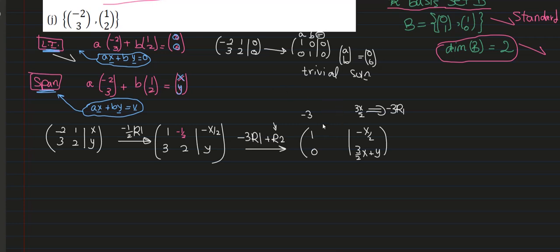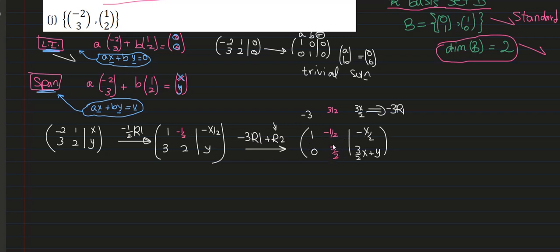Row 1 times negative 3. So this will be 3 over 2. Adding this 3 over 2 to row 2, 3 over 2 plus 2. So this will be 4 over 2. So you will have here 7 over 2. Right? And this will be kept as it is, negative half. It will be kept as it is, row 1. And row 2 is the updated one.